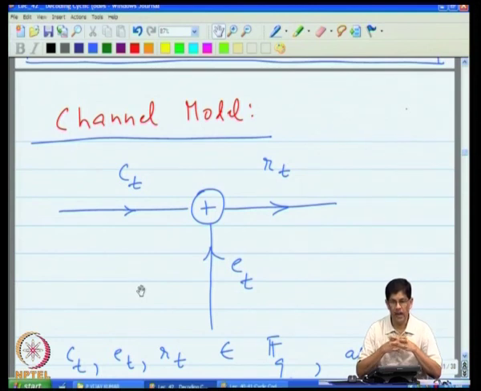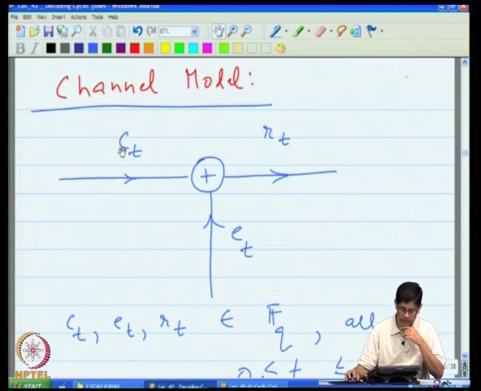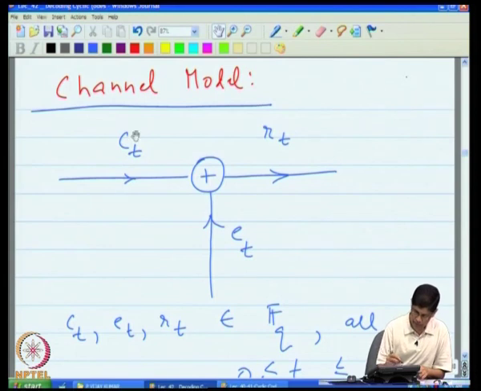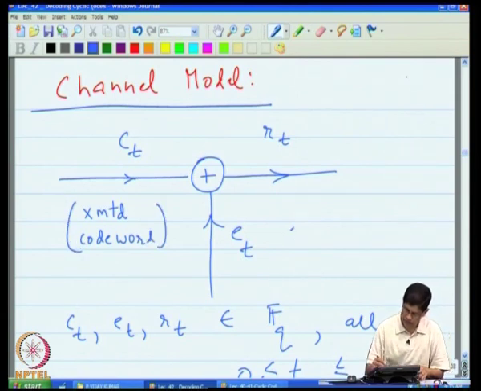Now, we are going to decode over a channel which is modeled as an additive noise channel, in which here is your transmitted code word, this is the noise or the error vector that is added to it, and that is your received signal.